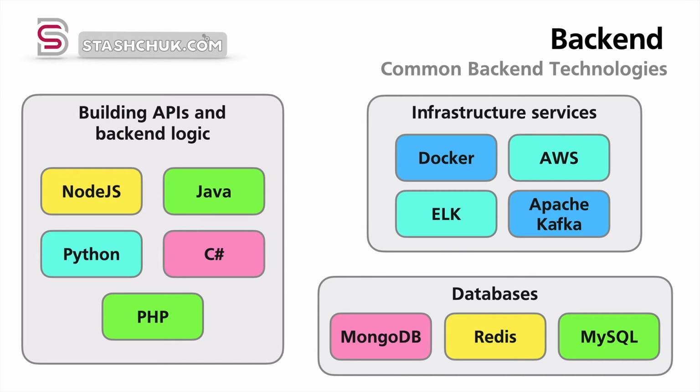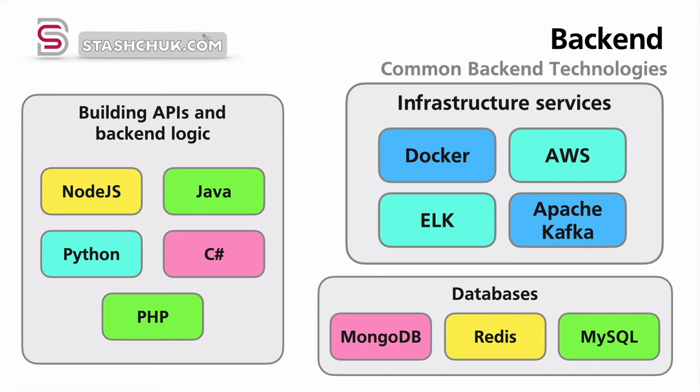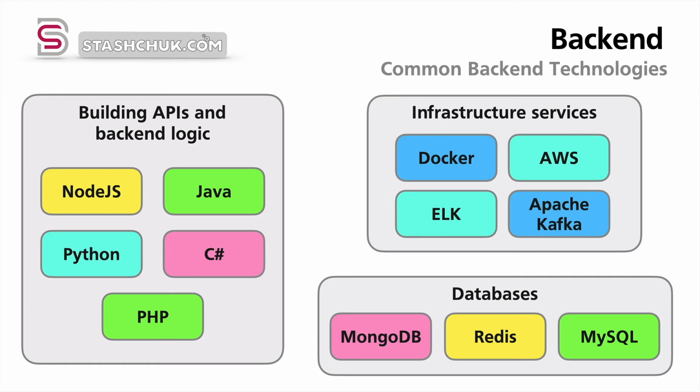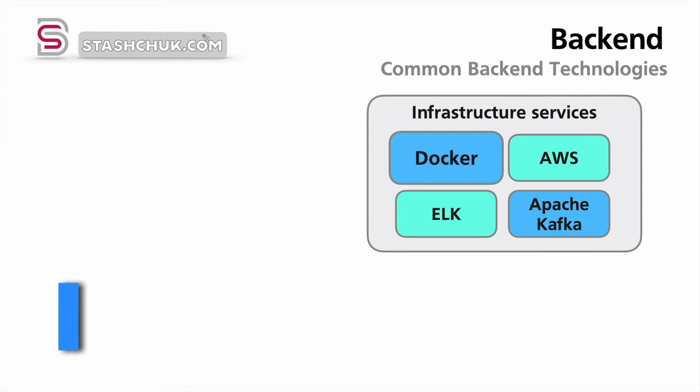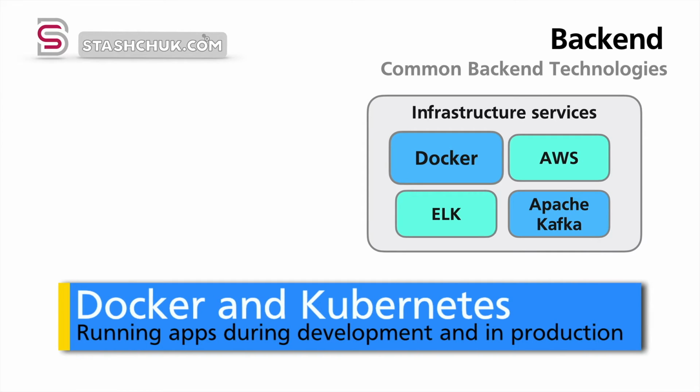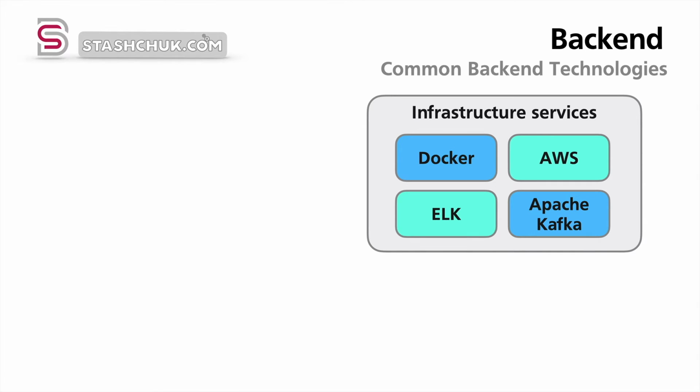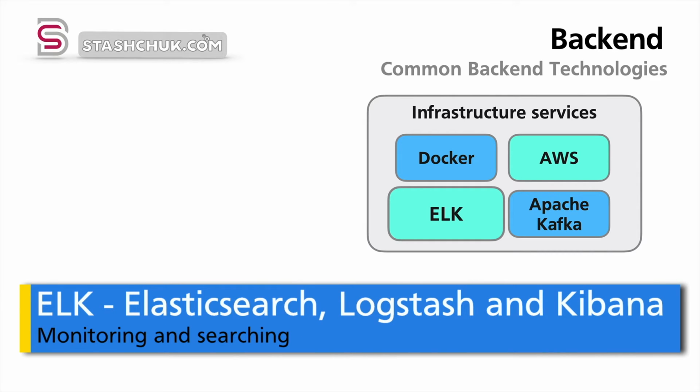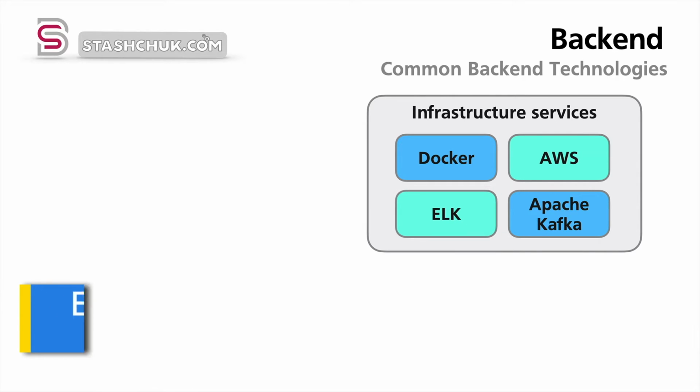Remaining technologies used in the backend I placed into one group and I called it infrastructure services, though they could be split into different subgroups. Docker and Kubernetes help to build and run actual backend applications written using different programming languages and also databases. ELK, which stands for Elasticsearch, Logstash and Kibana, help to implement monitoring, logging and search functionality for the backend services.